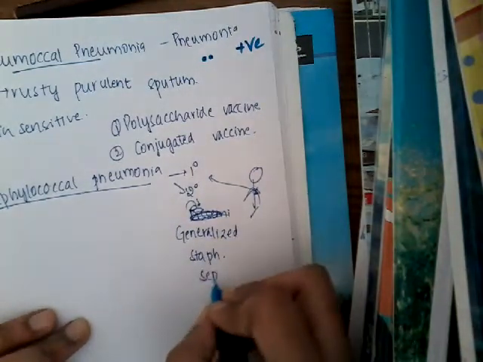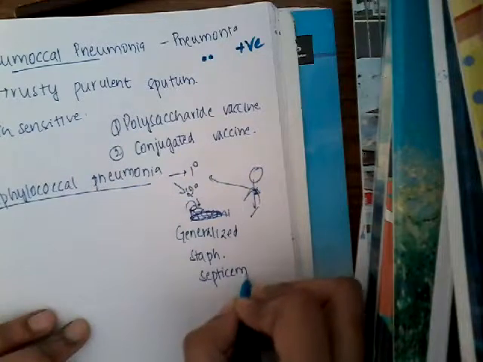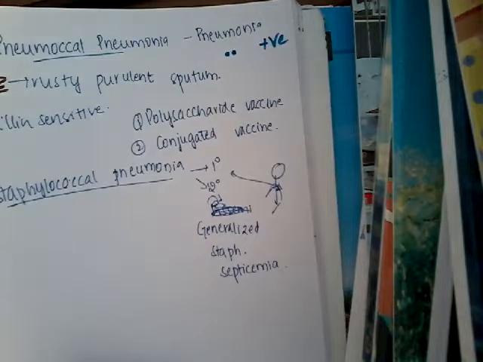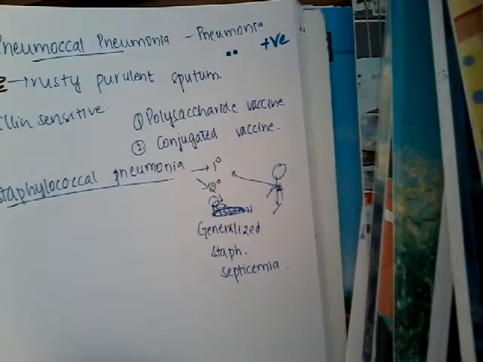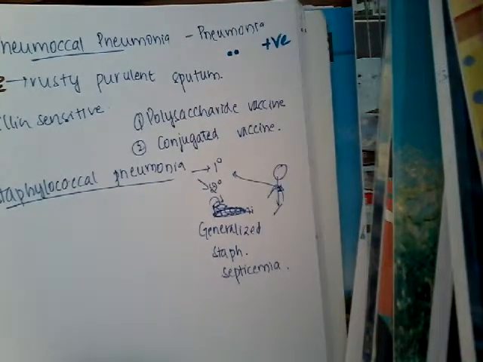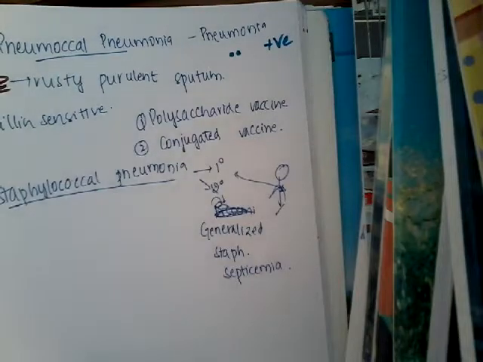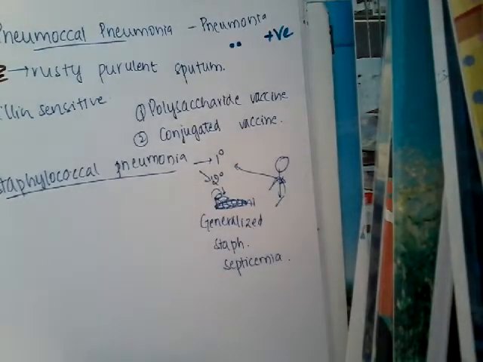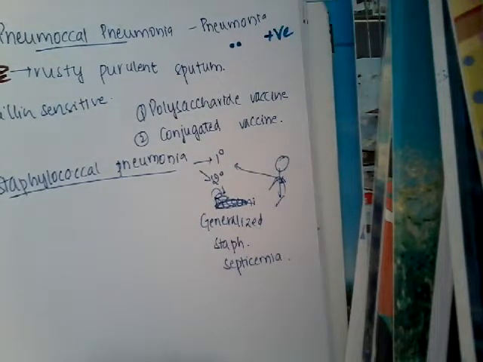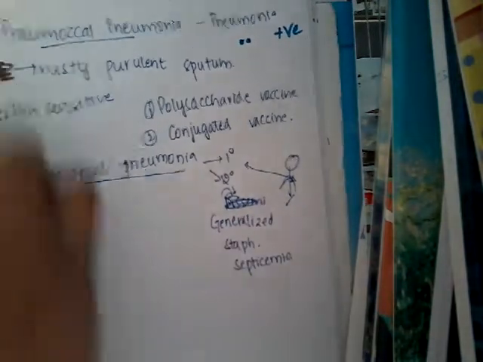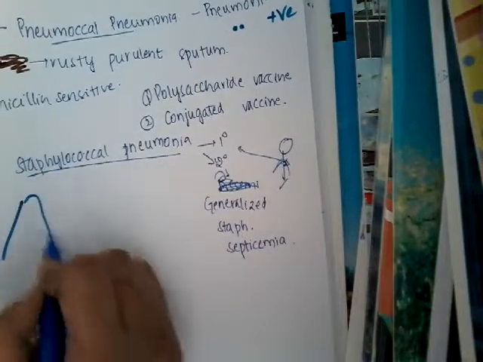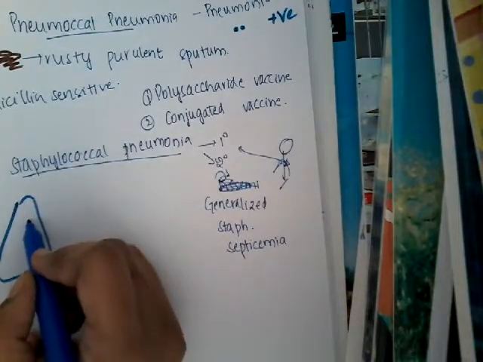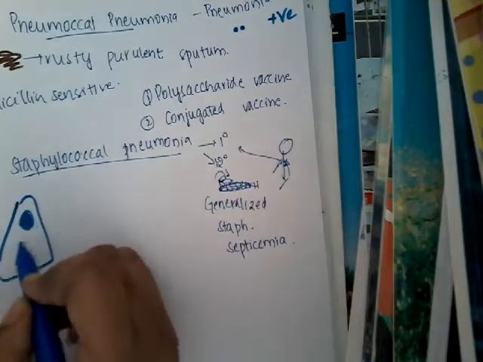It is a generalized staphylococcal septicemia. So this results in staphylococcal pneumonia. Now, the staphylococcal pneumonia also presents with cough, chest pain, pleuritic chest pain, similar to any other type of pneumonia. But the main difference here is that in the lung, there is formation of many abscesses. So these abscesses are formed.